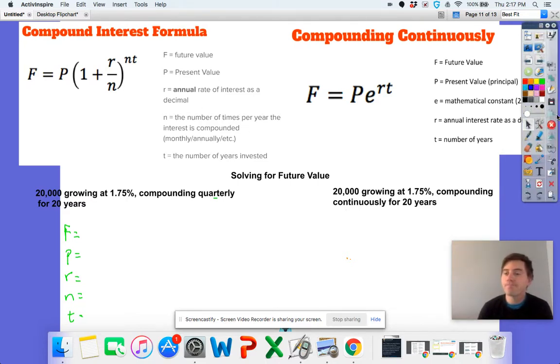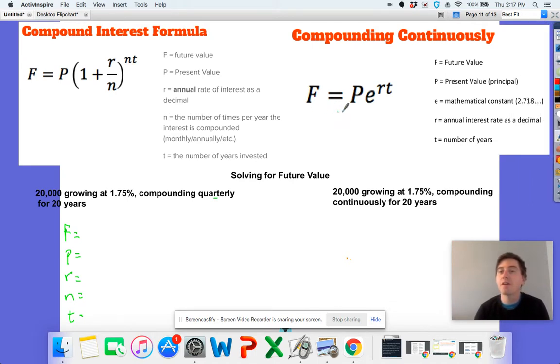So the main thing we did yesterday, compounding continuously, it's a little different. It just means that it's compounding theoretically an infinite amount of times. Like over here, this is a finite amount of times, like twice a year, 4 times a year, 12 times a year, whatever. And here, it's compounding continuously, so theoretically infinitely.